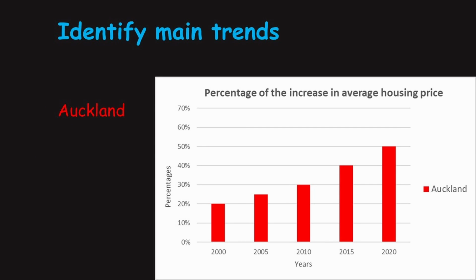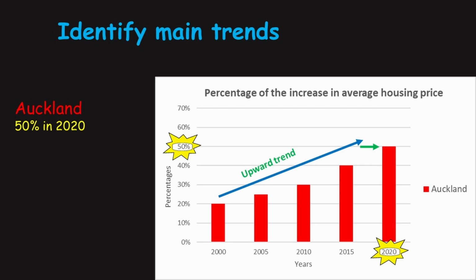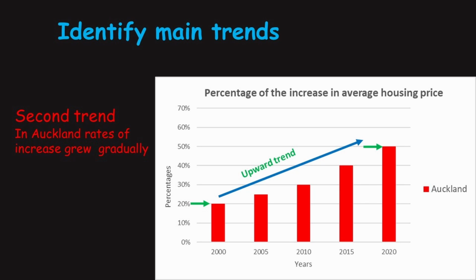After the next visual separation, we can see the red bars that describe the trend of Auckland. It is clear that Auckland experienced an upward trend. Starting at only 20% in 2000, Auckland's rates of increase grew gradually over the period and reached 50% in 2020. This is our second trend. Auckland's rates of increase grew gradually.